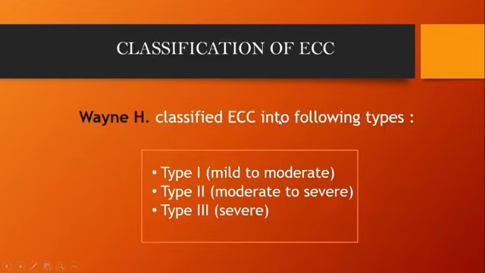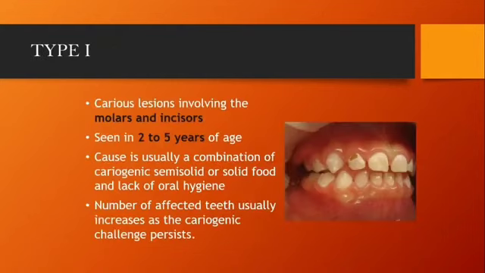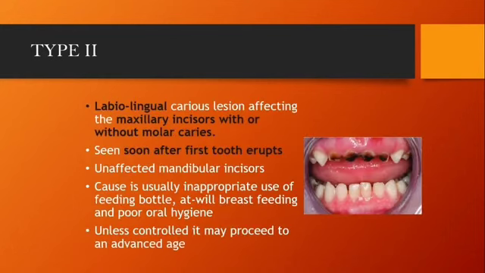Classification of early childhood caries. Wyne classified early childhood caries into the following types. Type 1 is mild to moderate, type 2 moderate to severe, and type 3 is severe. Type 1 is the type of ECC in which only the molars and the incisors are involved, and it is seen at 2 to 5 years of age. The cause is usually a combination of cariogenic semi-solid or solid food and lack of oral hygiene. The number of affected teeth usually increases as the cariogenic challenge persists.